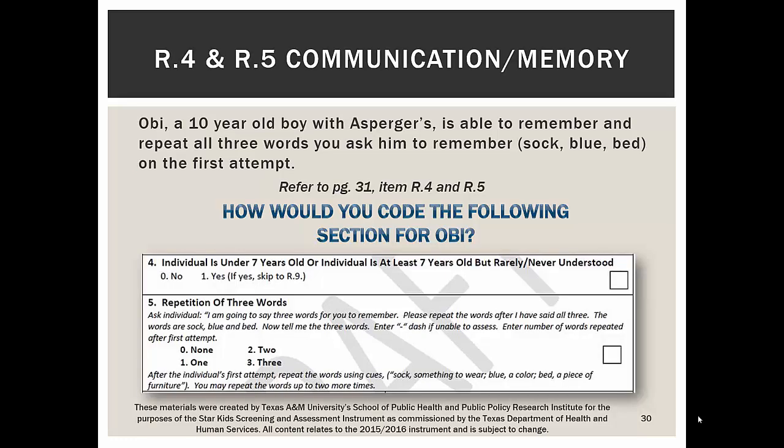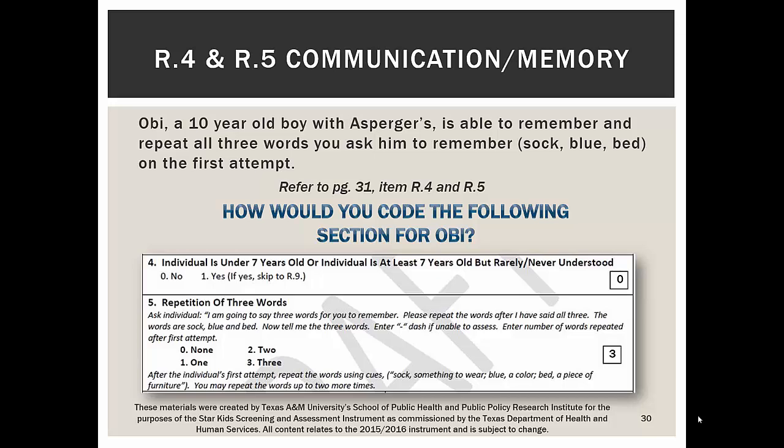Let's take a look at a sample question. This is R4 and R5, communication and memory. Obi, a 10-year-old boy with Asperger's, is able to remember all 3 words you ask him to remember: sock, blue, and bed, on the first attempt. How would you code the following section for Obi? So we would code R4, individual is under 7 years old, or individual is at least 7 years old, but rarely or never understood, as no. We can understand Obi.